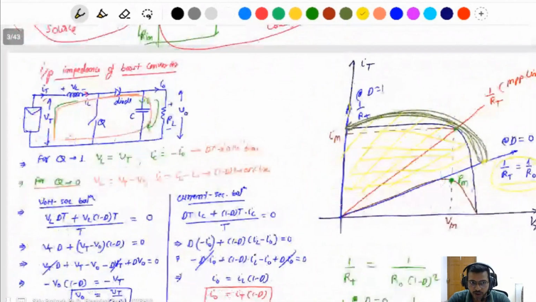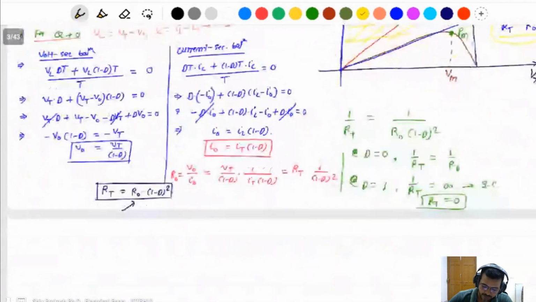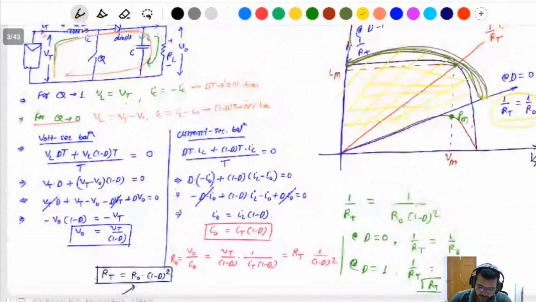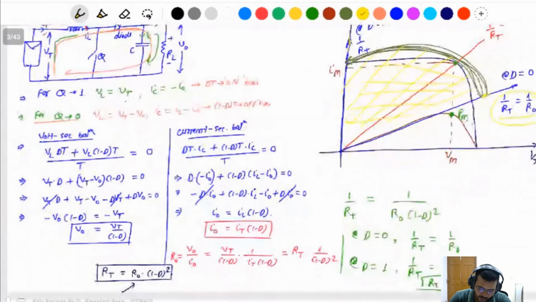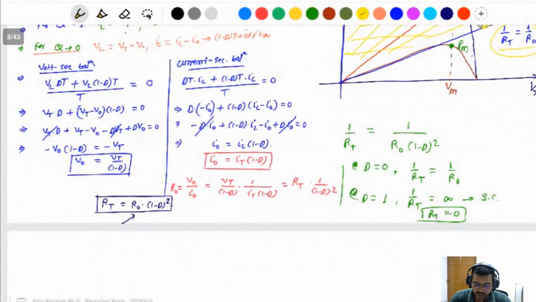The same thing you can do for the buck-boost converter. For the buck converter, I have written it directly. You can do all of it on your own: switch it on and off, then find the volt-second balance and current-second balance. You can get the input current equation and voltage equation. Voltage divided by current is the resistance.